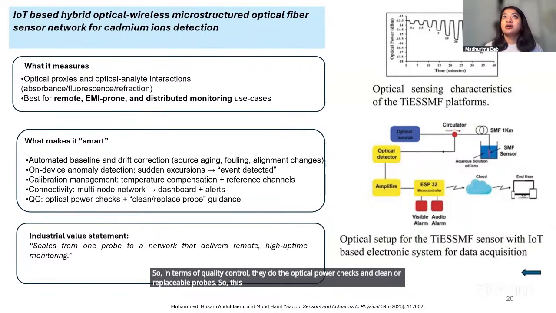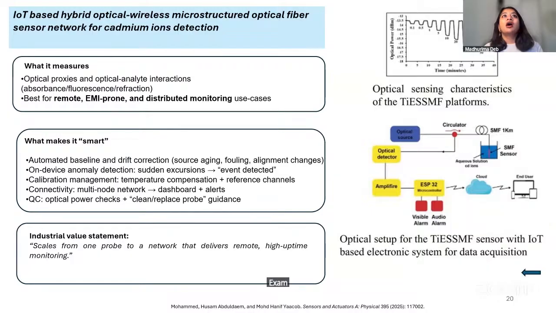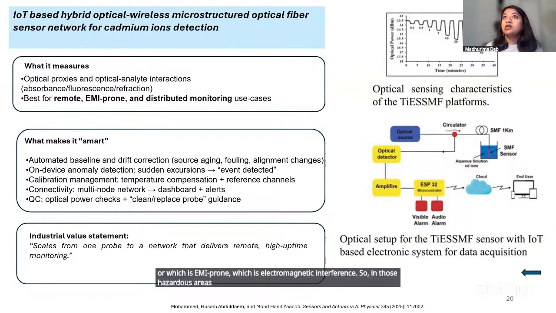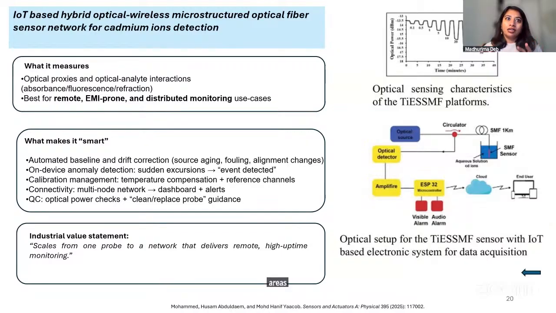So this is a nice example of how an optical fiber sensor can be used in an area which is not possible for human intervention, or which is EMI prone, meaning electromagnetic interference. In those hazardous areas or industrial waste areas, I think it is a very nice use case for this kind of optical fiber smart sensor.